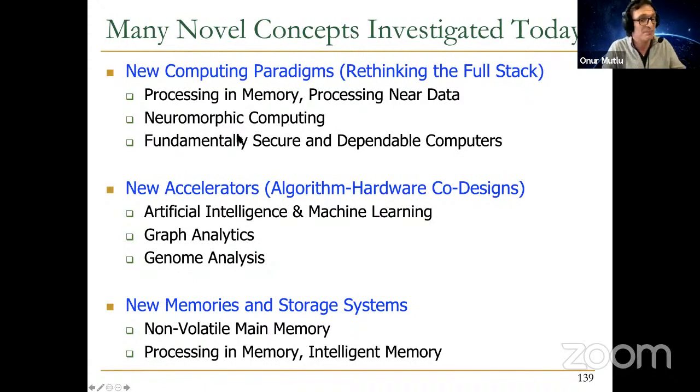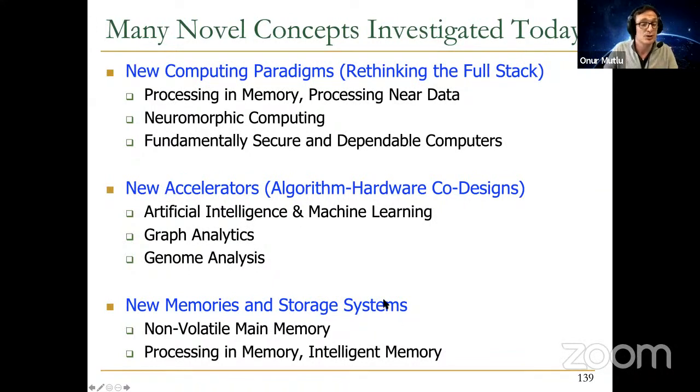Quantum computing is one example that's a bit farther out, I think. It's not as general purpose, frankly, as some of these other things like processing in memory. There are new accelerators and algorithm-hardware co-designs for important applications like graph analytics, artificial intelligence and machine learning, obviously, and genome analysis going forward.